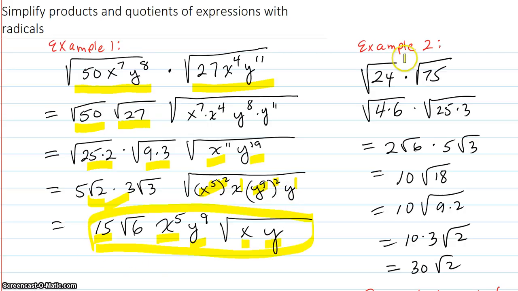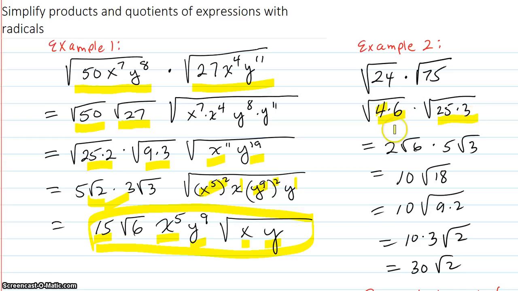Okay, over here, just some numbers. And you can work on these separately. The biggest square that divides into 24 is 4. 2 squared, 3 squared is 9, it doesn't divide in. 4 squared is 16, that doesn't divide in. So it's 4 times 6. This one's 25 times 3.